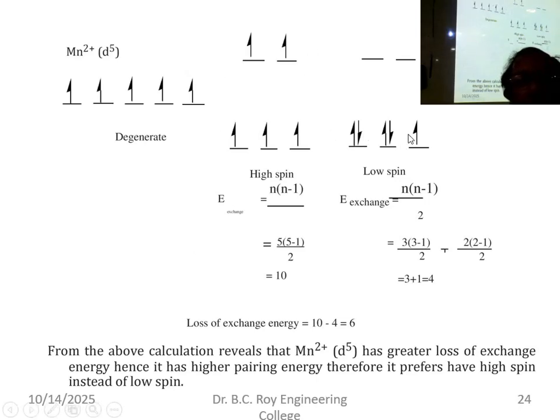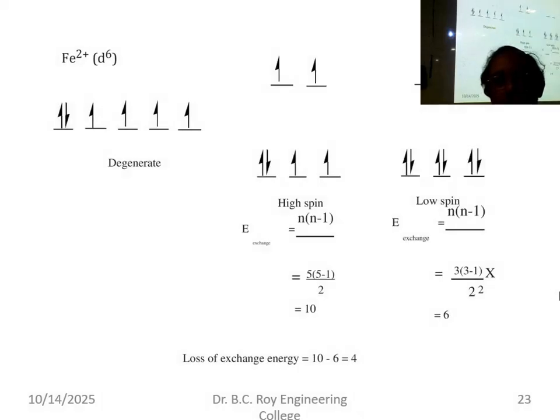Here it is 1, 2, 3, 4, 5. Here it is 3. The minus spin we are not considering, only the plus spin, because exchange energy means all should be in the same state. They can exchange among themselves. What I mean to say, okay, last one.